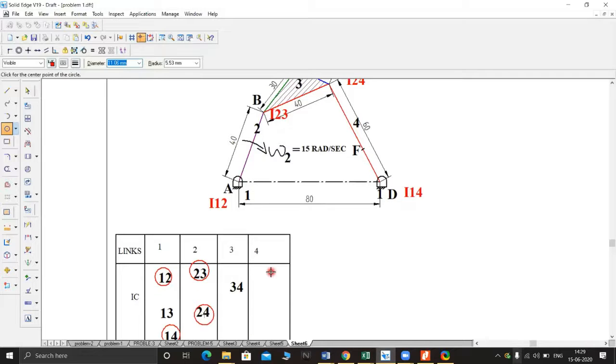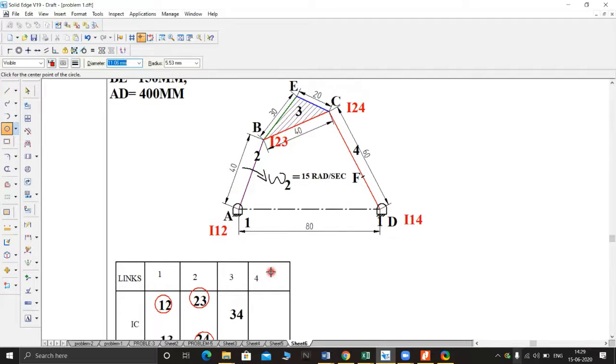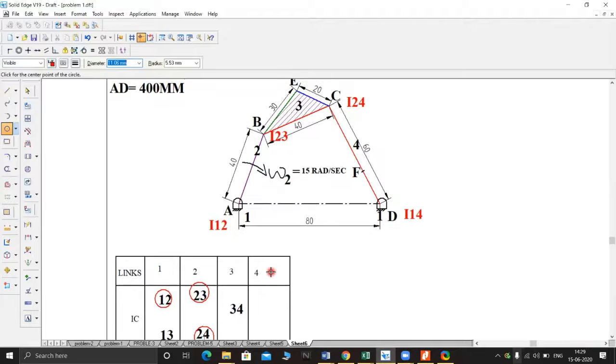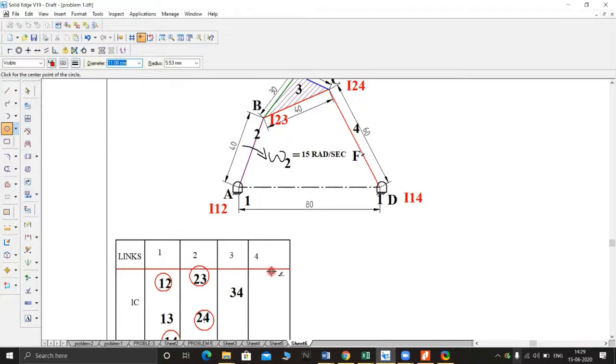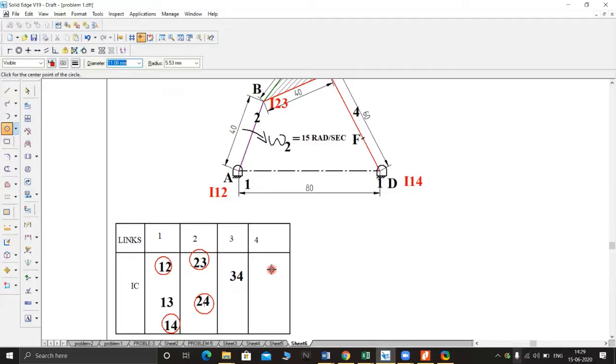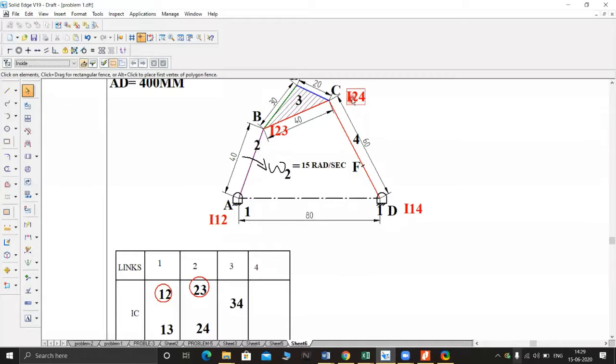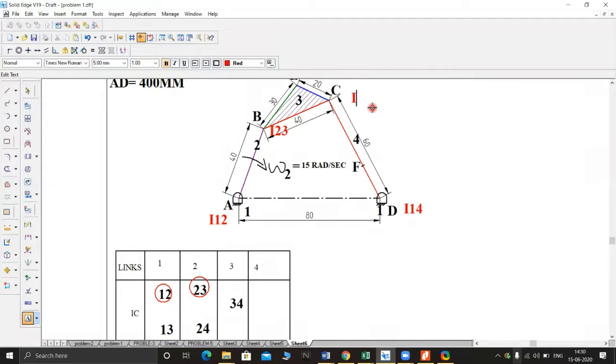Let's come to now I34. So I34 we can get it. I will delete this. I34 means at point number C you will get I34. So therefore link number 3 is here, link number 4 here. Therefore it is located at point number C. That is called I34.